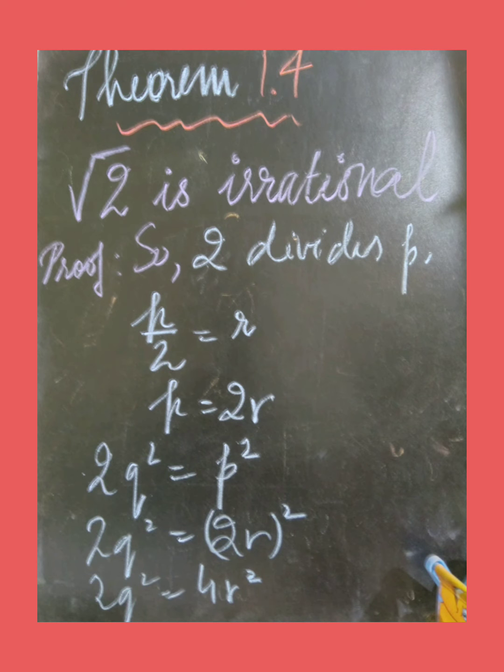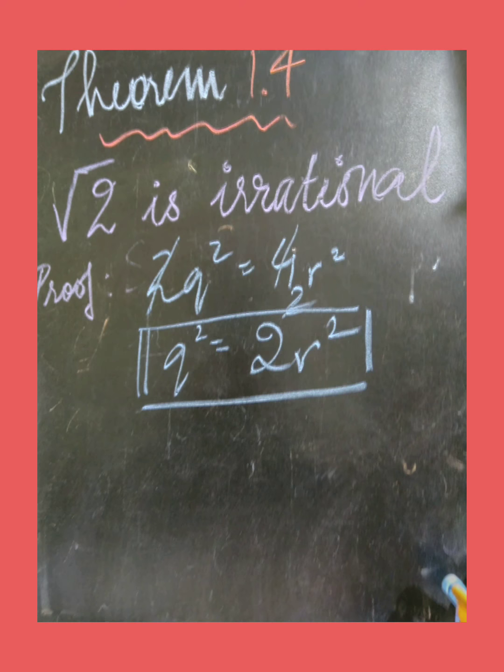So what was the first equation? 2q square is equal to p square. Now I will replace p with 2r. So 2q square is equal to 2r whole square. I will get 2q square is equal to 4r square. Now 2 will cancel with 4. So I will get q square is equal to 2r square. Right?